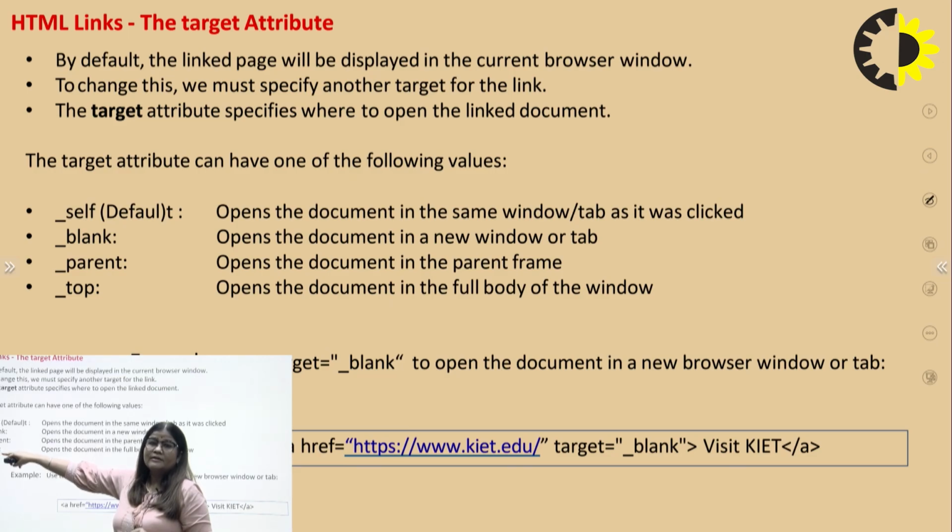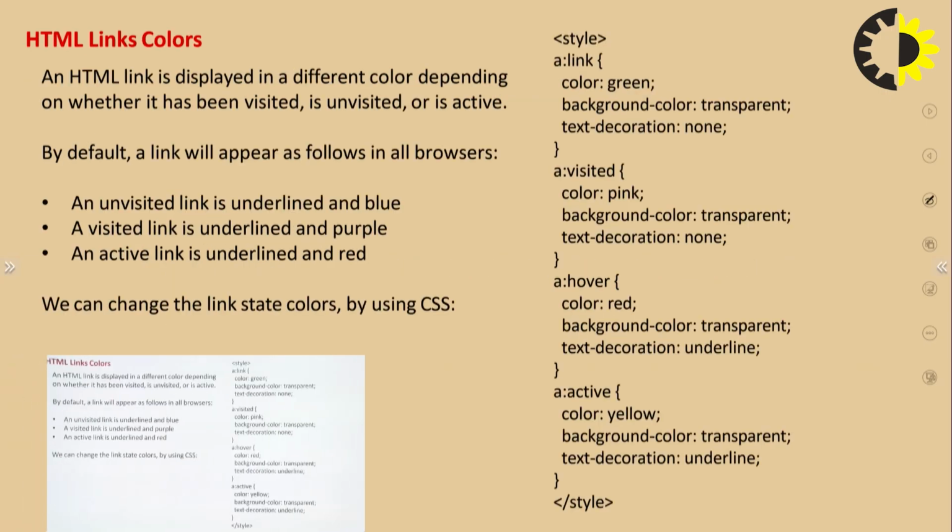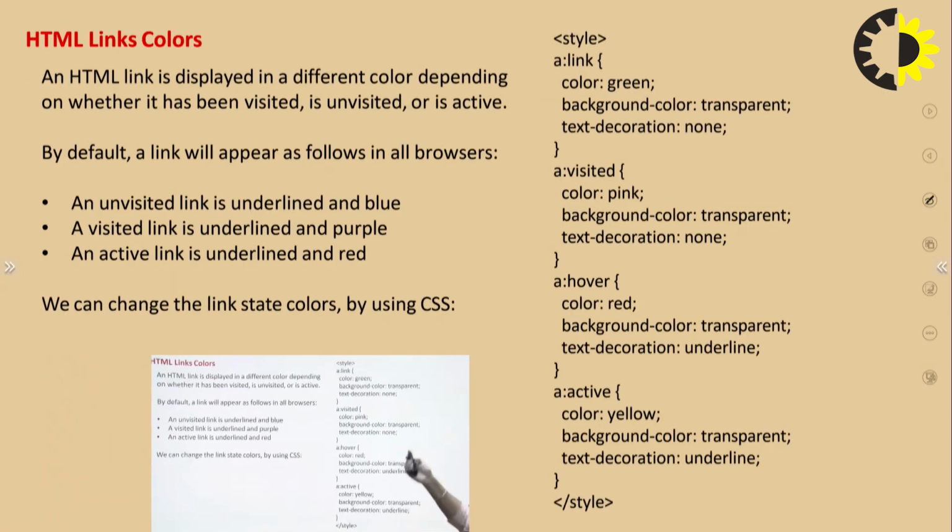These attributes are the values of the target. We can use an image as a link. Already we have seen that.